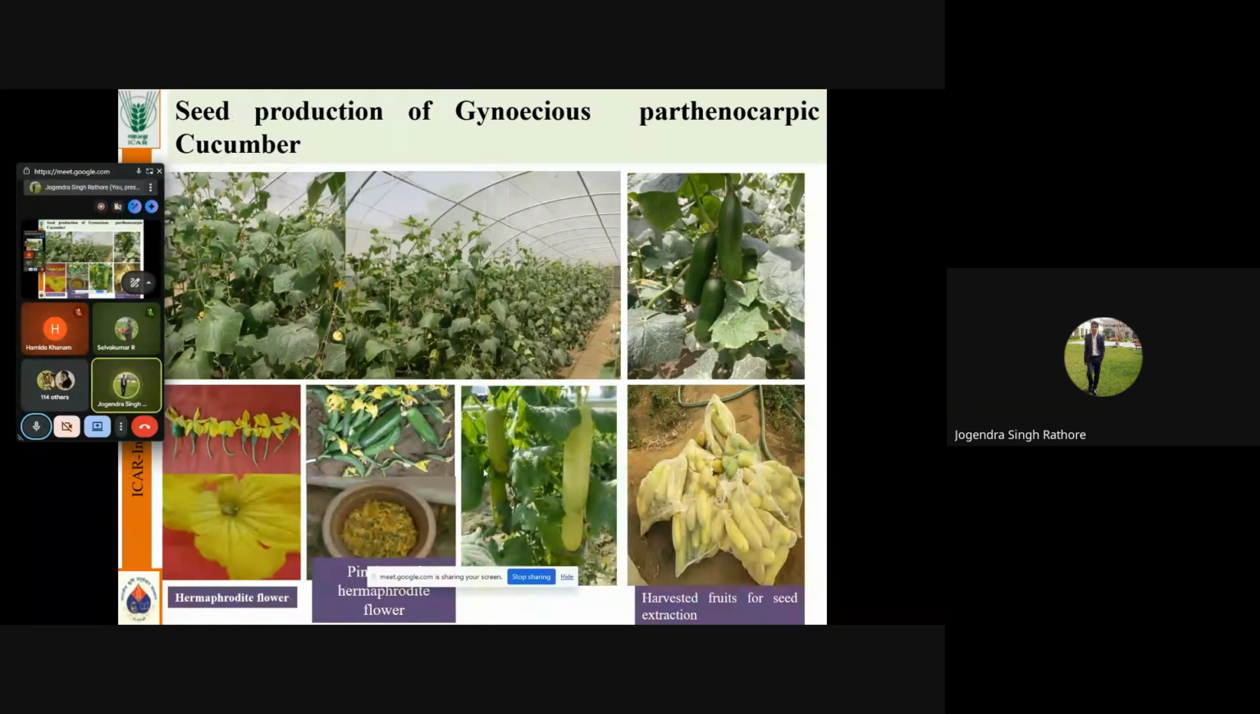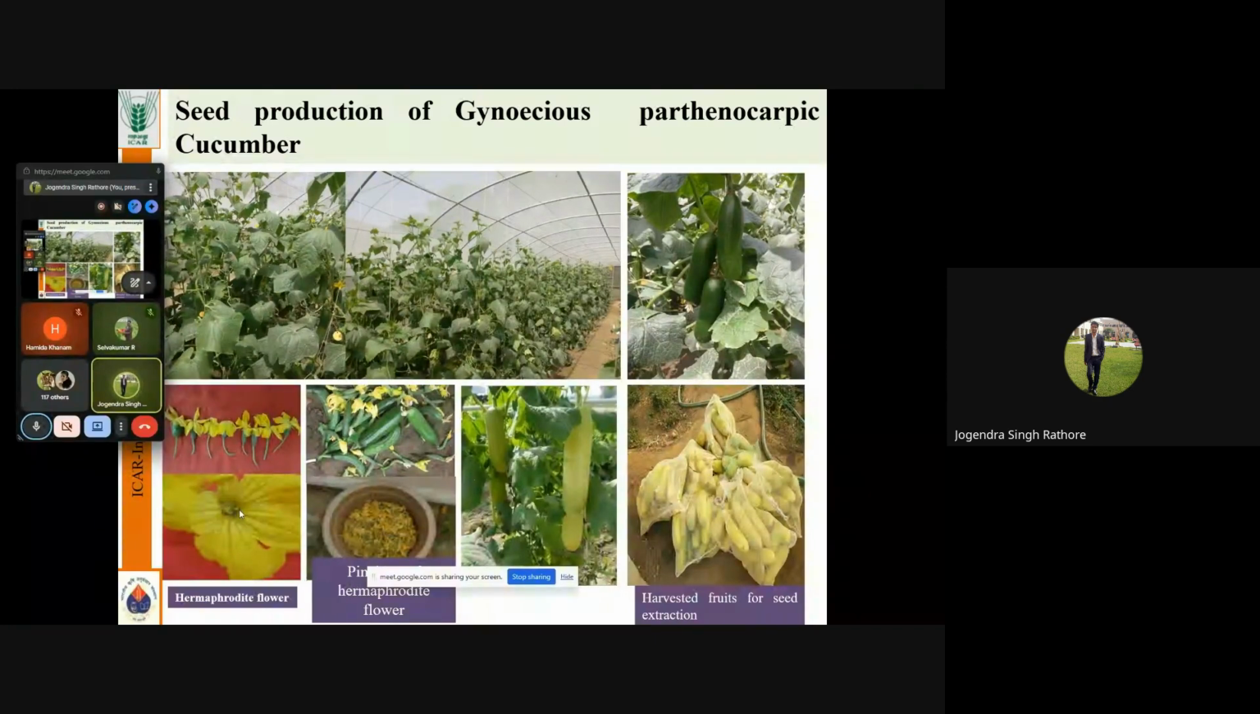Then again you have to go for a second spray at a fortnight interval, that is 10 to 15 days interval. With these two sprays, what will happen? Earlier, the gynoecious parthenocarpic plant was going to produce only female flowers. With these two sprays, it will start producing this deformed hermaphrodite flower, which you are seeing in the first picture below, that is the hermaphrodite flower. So these types of flowers start producing on this gynoecious parthenocarpic cucumber.